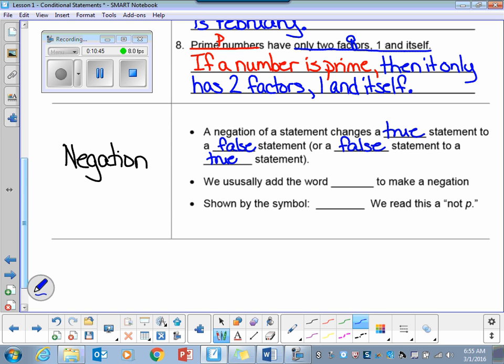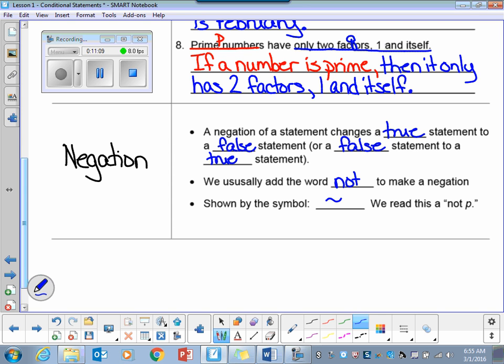I earned an A in math. I did not earn an A in math. I earned an A in math being my true statement. I did not earn an A in math being my negation or false statement. We usually add that word "not." For a symbol, we use the tilde. That's what it's called in both Spanish and English.